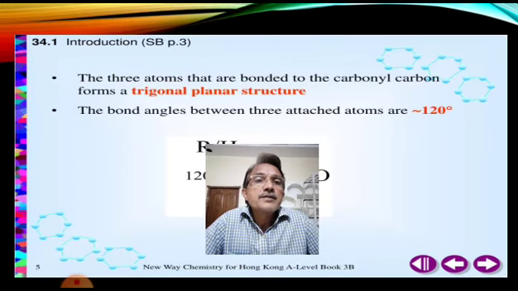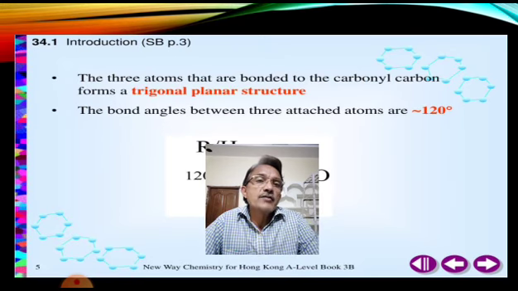The three atoms that are bonded to the carbonyl carbon form a trigonal planar structure. The bond angles between the three attached atoms are 120 degrees, nearly 120 degrees.